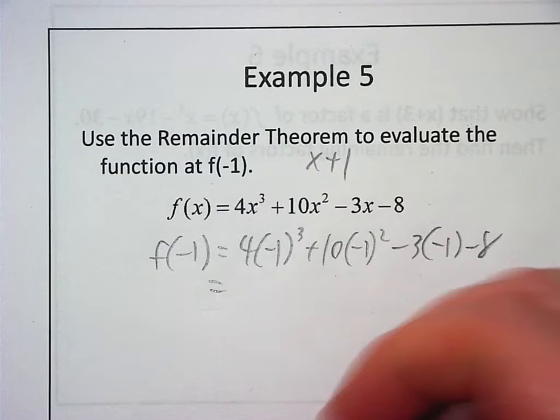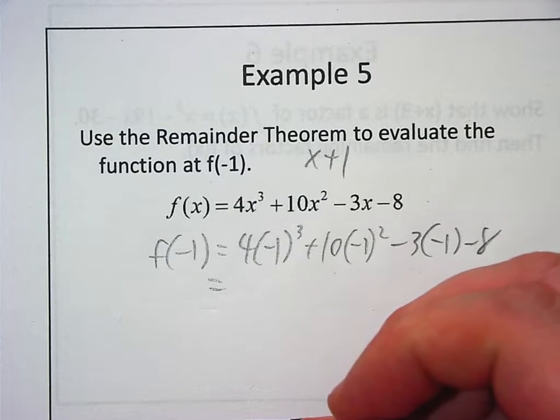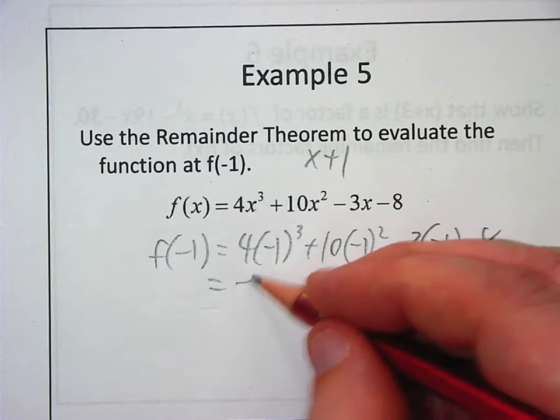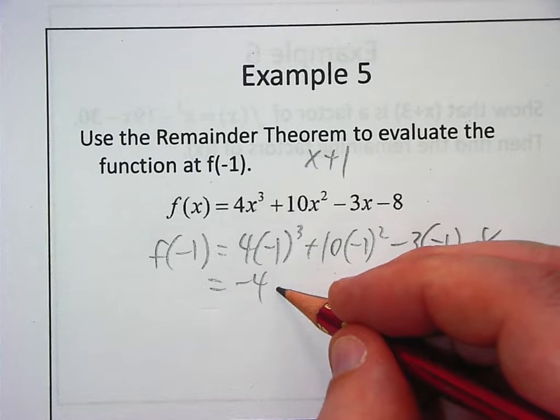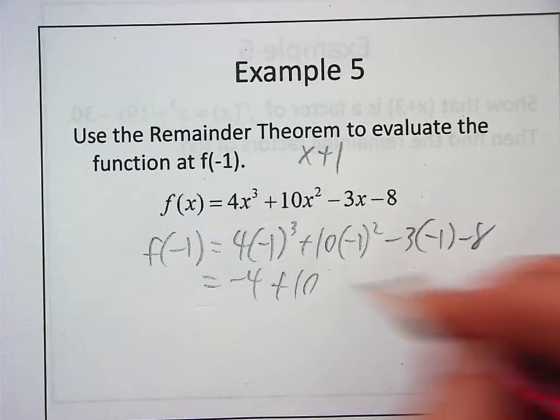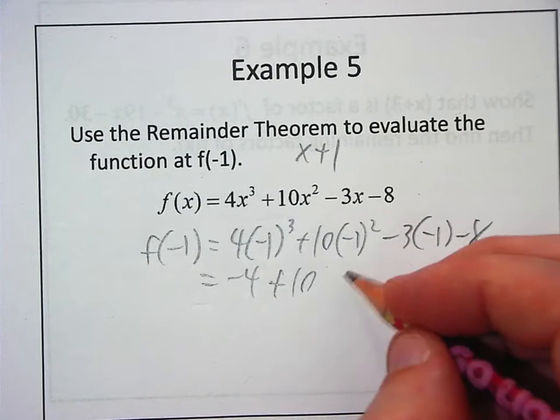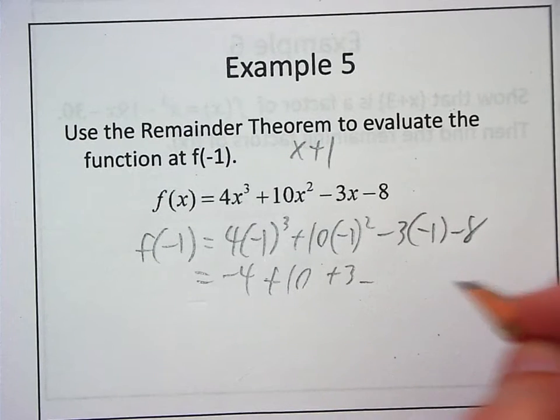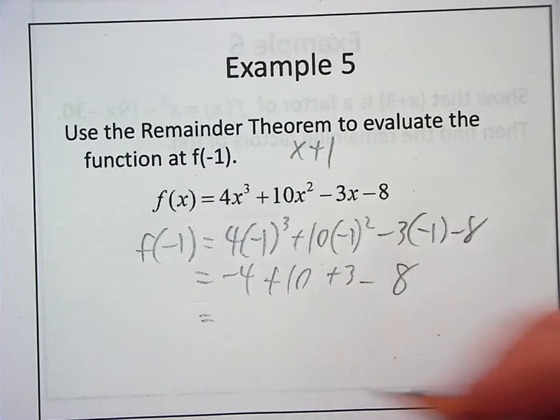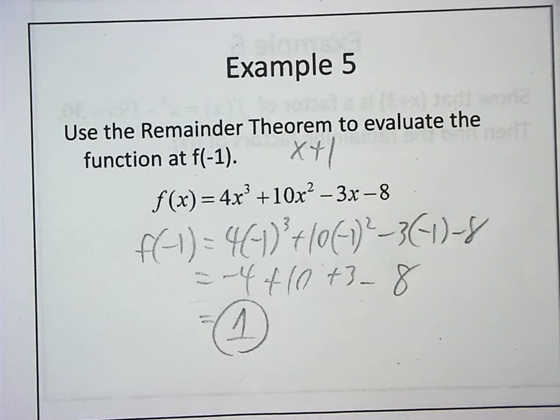What do you get for the first term here when you plug in -1? -4. Next? Plus 10. Next? Plus 3. Next? -8. Add them up, you get what? 1. You have 13 and -12, right? So 1. So the remainder, if I did the full division on this, would just be 1.